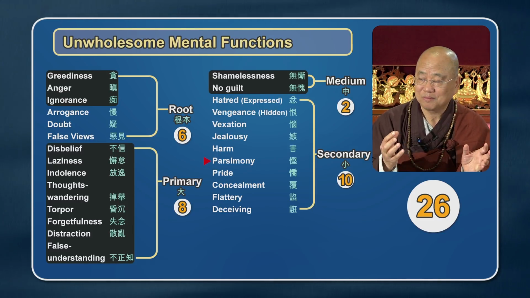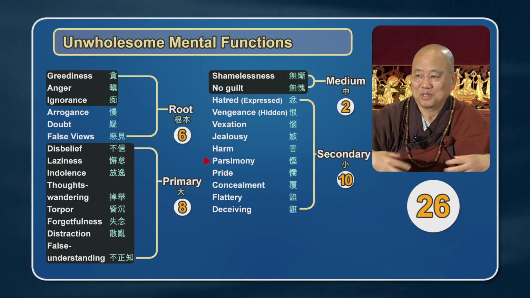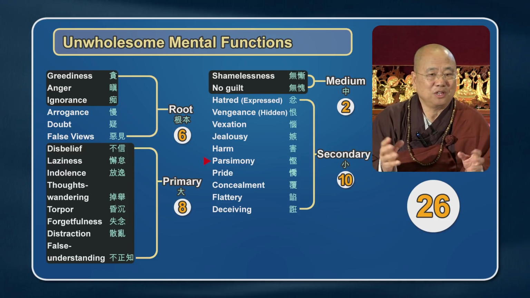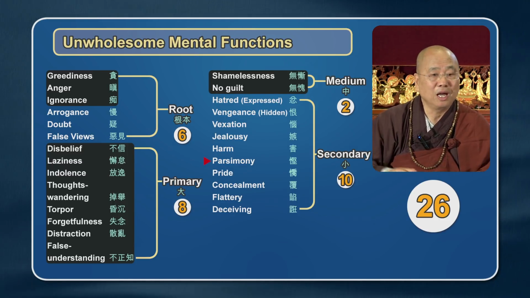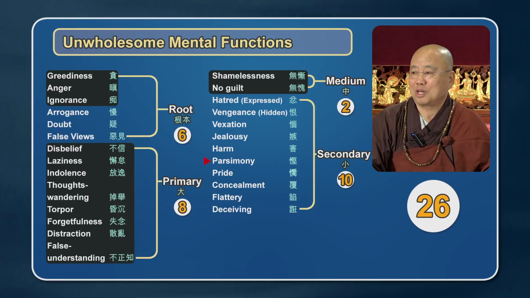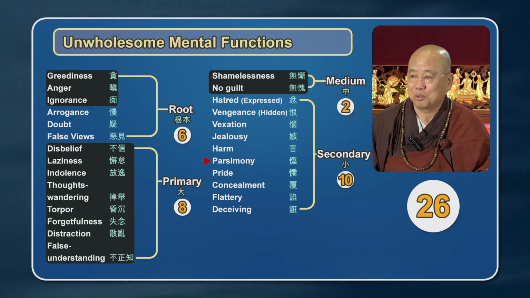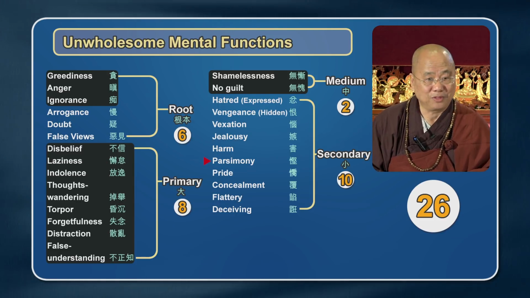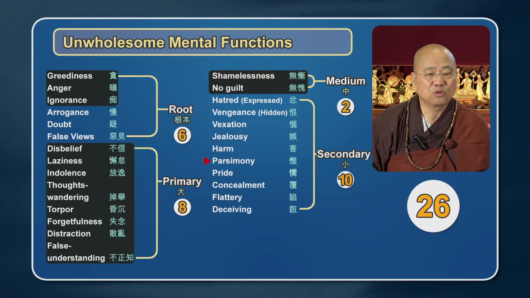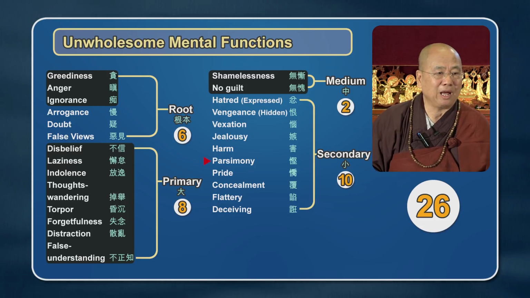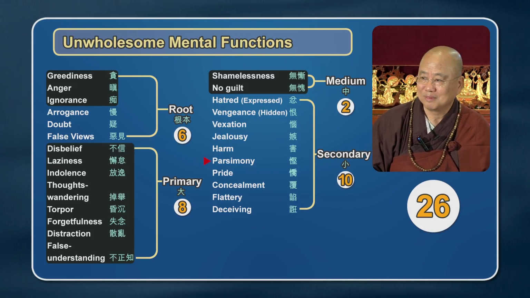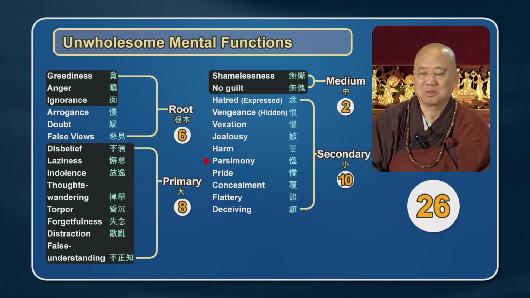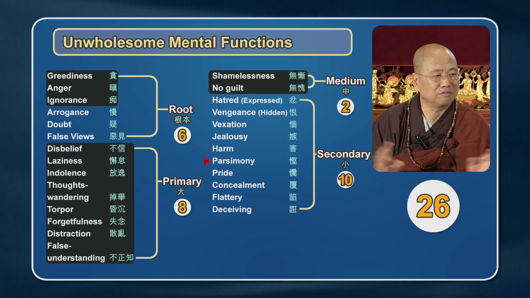You know parsimony? You don't want to give, you just want to receive. You're like a miser. You don't want to give out anything. I don't want to help anybody. I don't want to donate. Why should I donate? The government should be responsible for helping the poor. Why should I help the poor? Some people would have that kind of judgment. Why do I have to do charity work? I pay tax. The government should do it, right? So I don't want to be involved in any donation, any generosity. I don't want to give.